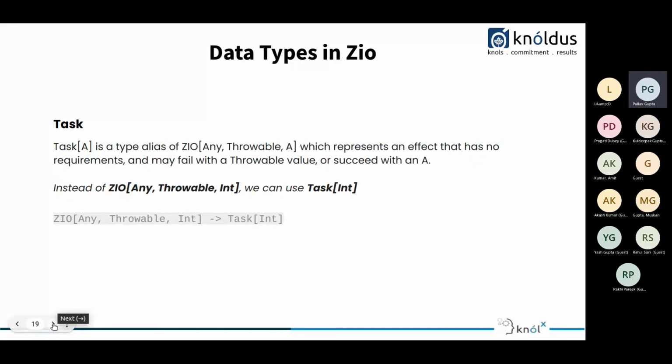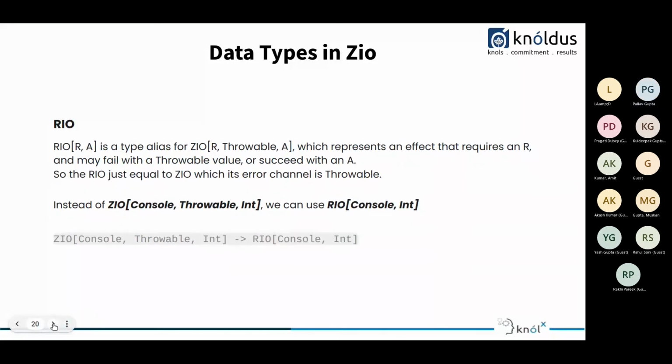Moving forward, RIO, an effect that requires an environment of type R. It may fail with a Throwable or may succeed with a type A. So it will need the environment type and the success type, and it will have the Throwable error type. So instead of ZIO Console Throwable Integer, we can directly use RIO of Console, Integer.